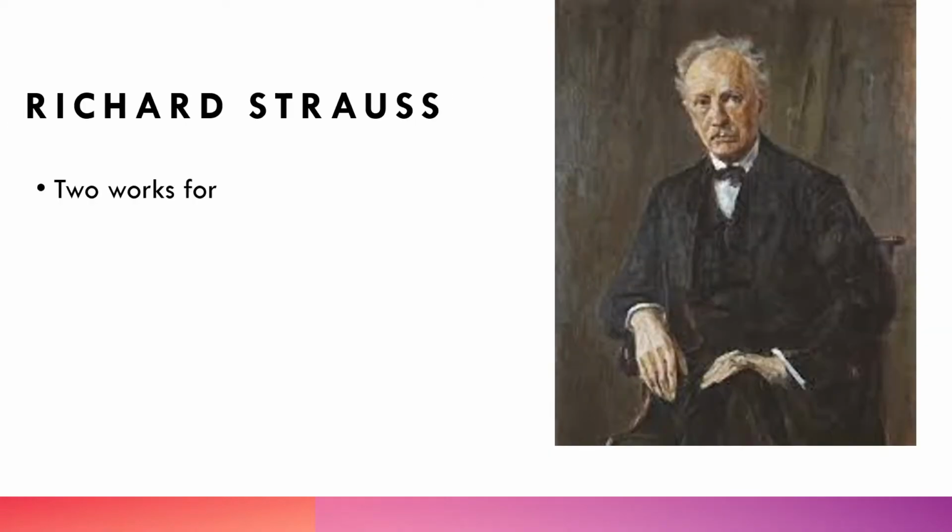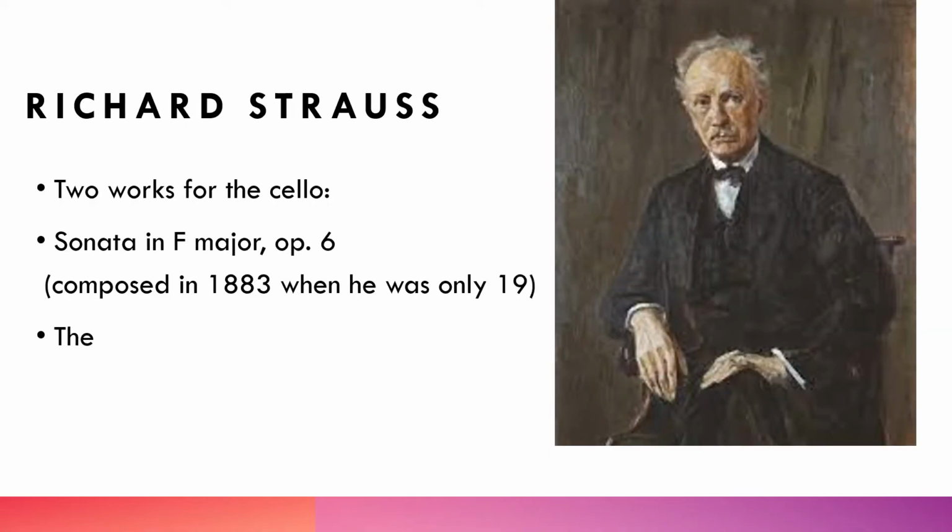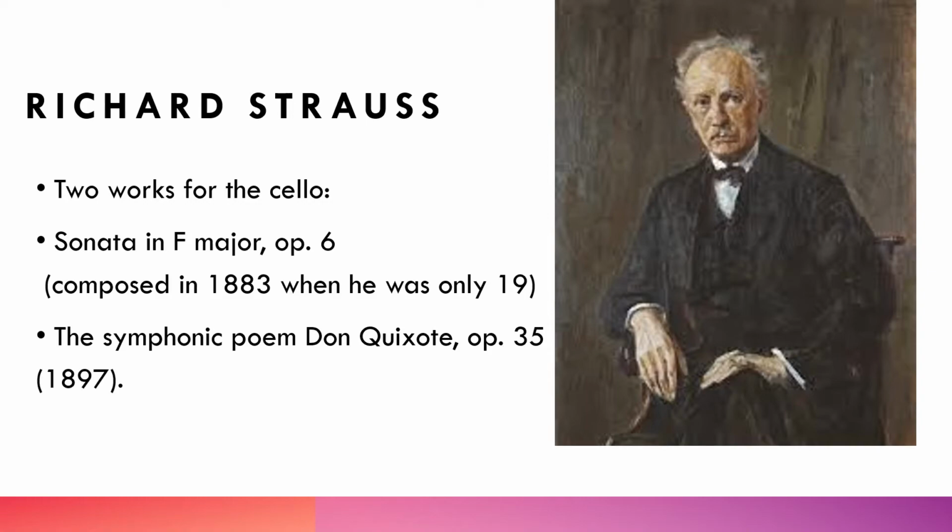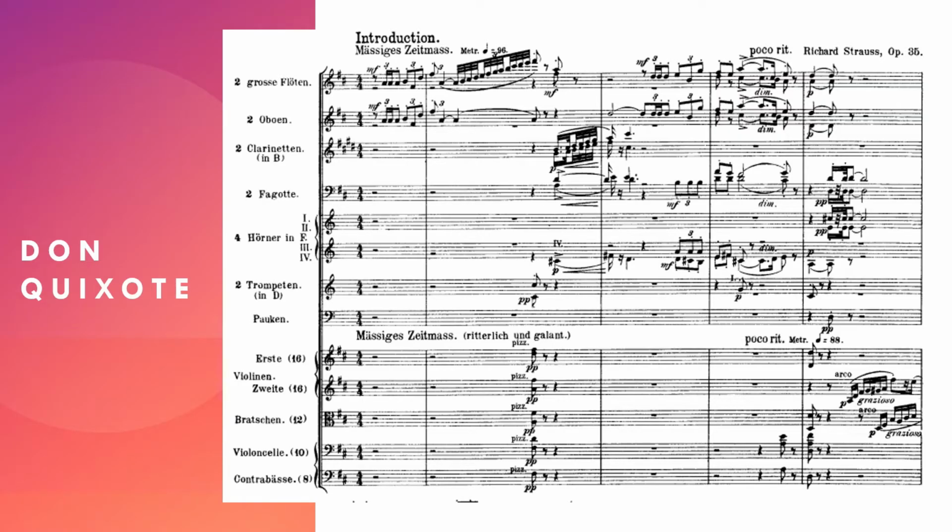Another famous composer, Richard Strauss, also composed 2 works for the cello. The first work is Sonata in F major, Opus 6, composed in 1883 when he was only 19, and the second one is the symphonic poem Don Quixote, Opus 35, in 1897. Don Quixote is a symphonic poem for cello, viola, and orchestra and consists of an introduction, followed by 10 variations and a grand finale.